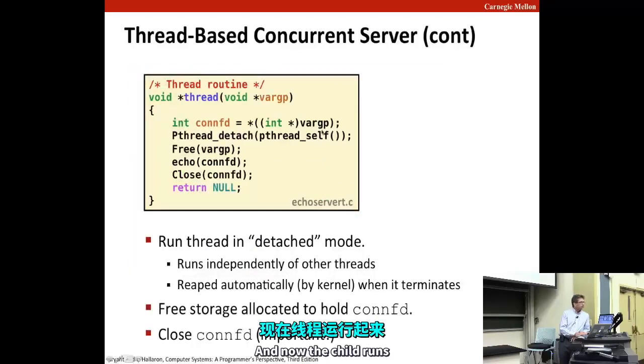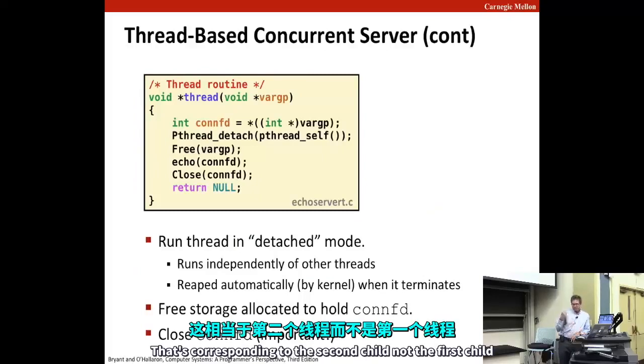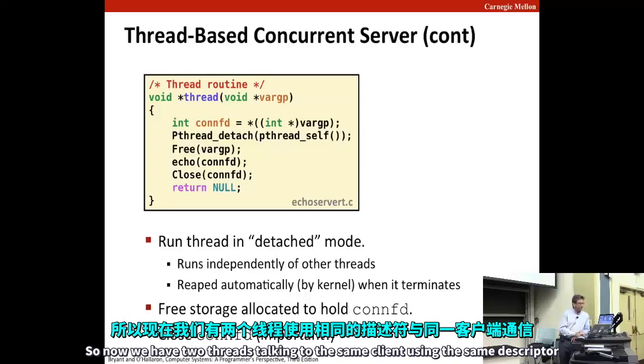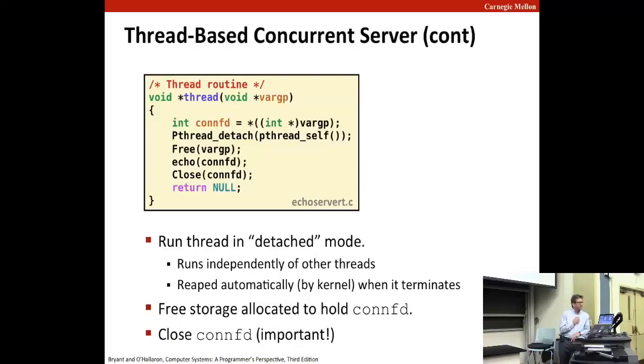And now the child runs, and it dereferences that descriptor. But what it gets now is the descriptor that's corresponding to the second child, not the first child. So now we have two threads talking to the same client using the same descriptor. So do you see that?